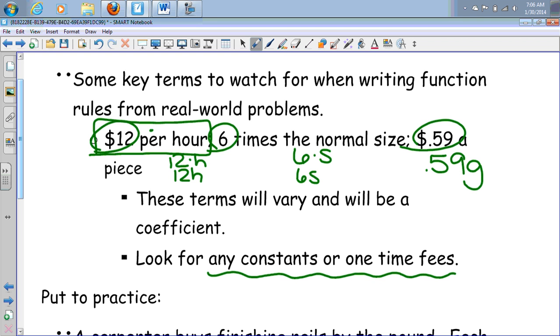Look for any constants or one-time fees. So if I said I was going to join a gym that has an initiation fee of $125, and then I have to pay $15 every month. Well, I have to pay $125, right? Plus, I have to pay $15 a month. Doesn't that look like something here? So that's 15m.